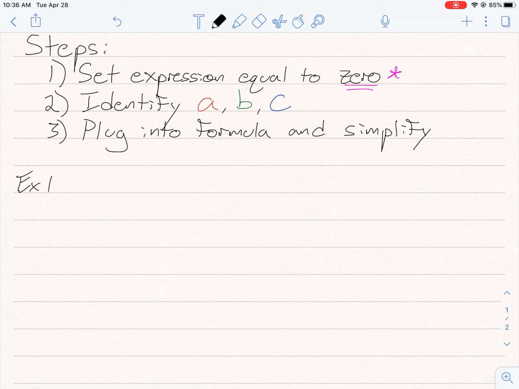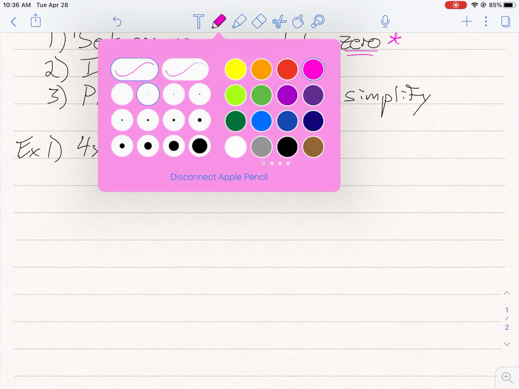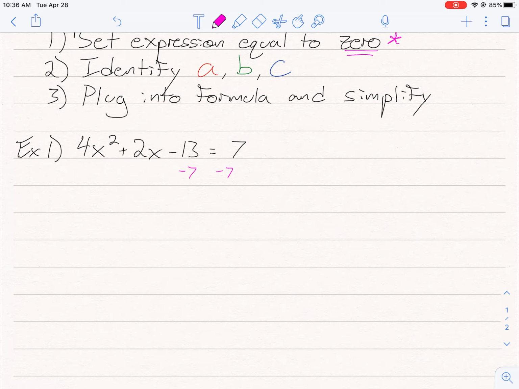So let's look at an example here. Let's say I gave you, I'll choose x, 4x squared plus 2x minus 13 is equal to 7. Now the first step is it has to equal 0. So I'm going to subtract 7 on both sides and get this to be equaling 0. So 4x squared plus 2x minus 20 is equal to 0. So step 1's done. We get our expression down, and now it's equal to 0.